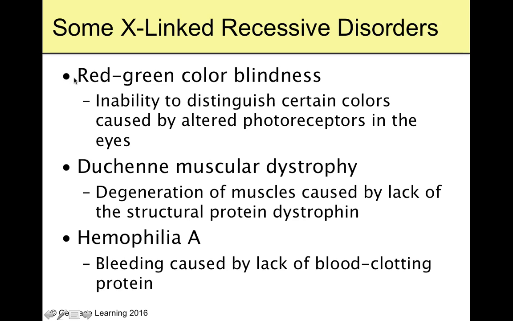Red-green colorblind, not that big of a deal. Muscular dystrophy, that's a big deal. Duchenne's muscular dystrophy is an X-linked recessive disorder. It's degeneration of the muscles caused by a lack of structural protein called dystrophin. Hemophilia A, that's a pretty big deal. Bleeding is caused by a lack of blood clotting protein. So you can't clot the blood. It's a lot more common in guys than it is in girls, which, there you go.